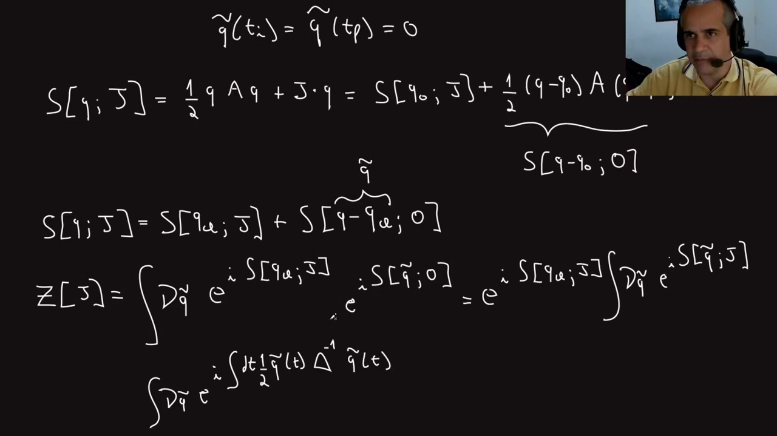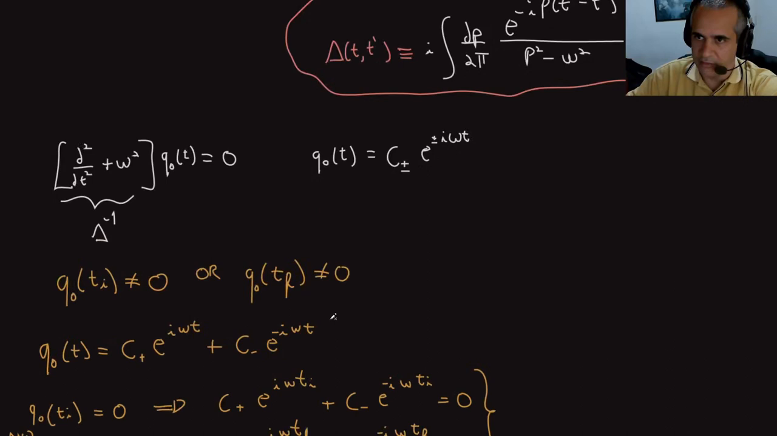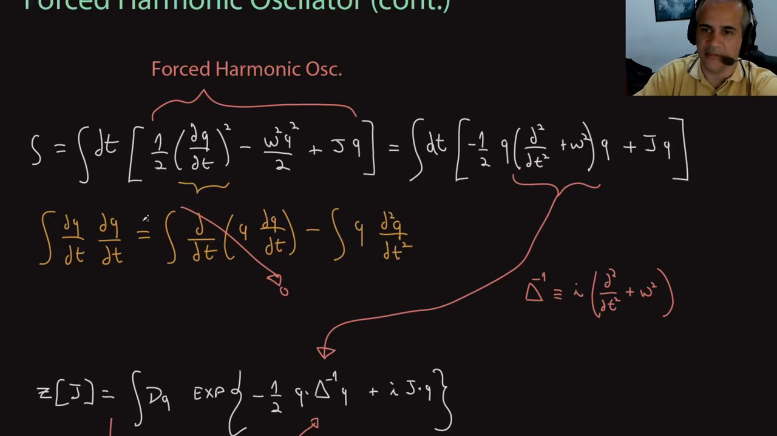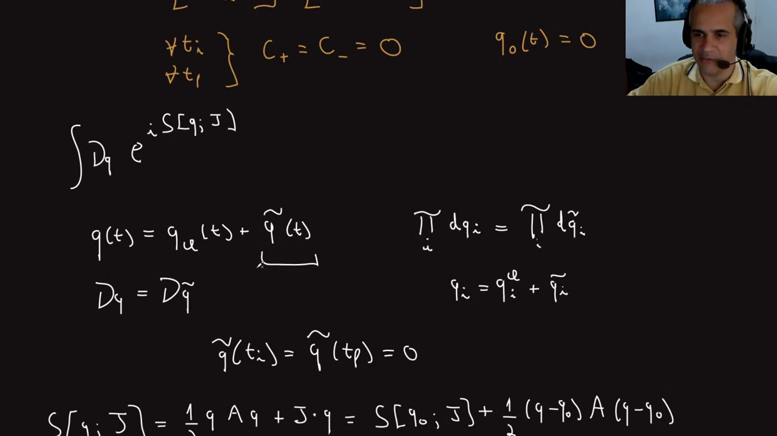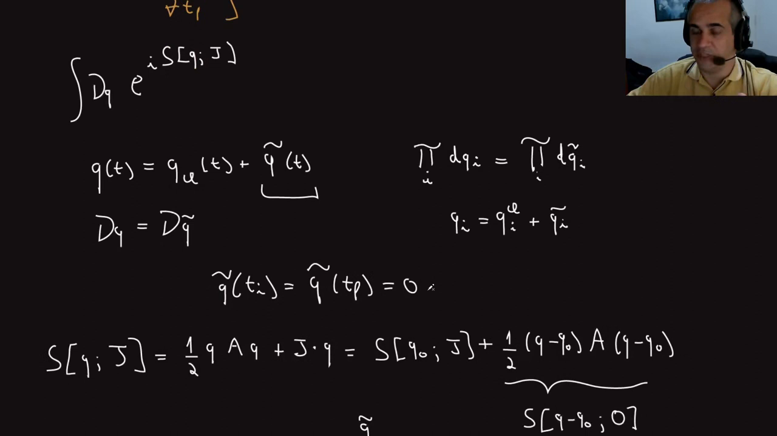Let's go back and remember the trick, right? To get to that form, I had to do this integration here, right? This integration by parts here, and I had to assume that this was zero at the extremes, at the boundaries of the region, which is true now for Q tilde, because Q tilde is zero at the two points at the boundaries. That's how I define Q tilde, right? So, for starters, I can do that integration by parts there.